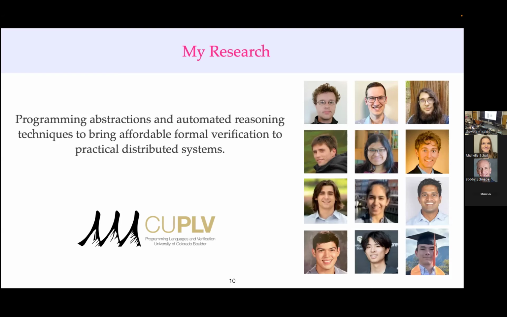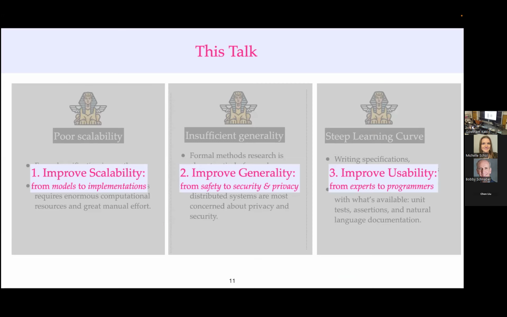Okay. So today's talk, I'm going to focus on 3 different strands of my research, addressing essentially the 3 impediments that I've identified in the adoption of formal methods in distributed programming, right? So the first is addressing the scalability aspect. Basically, how do we improve scalability so that we can take formal verification from models of distributed systems to the actual implementations. The second is improving the generality of formal methods so that more and more properties can actually be reliably verified, right?